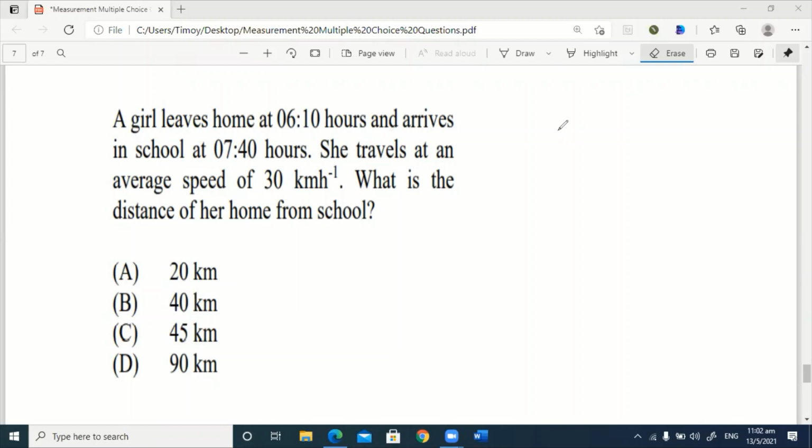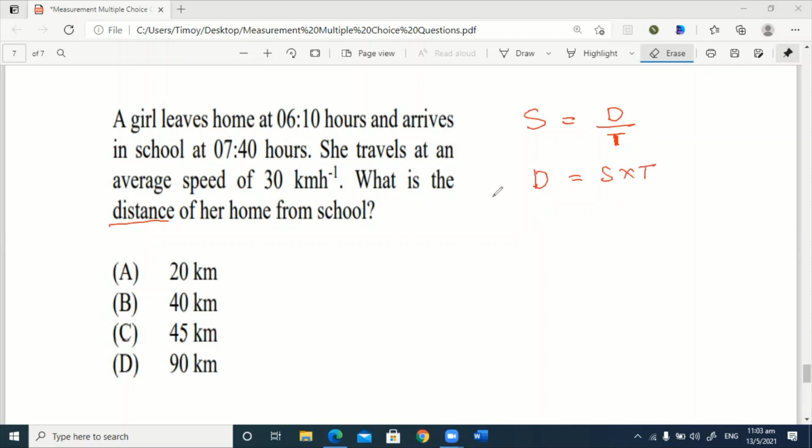So what do we know again about speed, distance and time? We know that speed is always going to equal distance divided by time. So from this formula, we can always manipulate it to find what distance is. Since we want to find the distance, we can transpose this. So you can see that distance is going to equal speed multiplied by time.